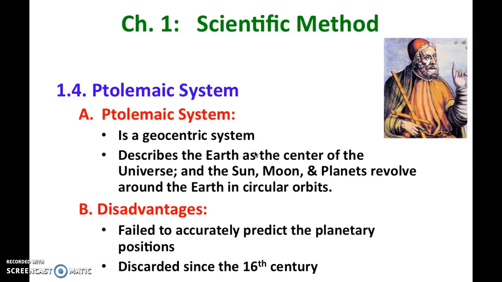About the solar system, there are 2 fundamental models. The first one is called the Ptolemaic system. It is a geocentric system that describes the Earth at the center of the universe, and the Sun, Moon, and all planets revolve around the Earth. This system was developed in the 2nd century, but discarded after the 16th century because it failed to accurately predict planetary position.